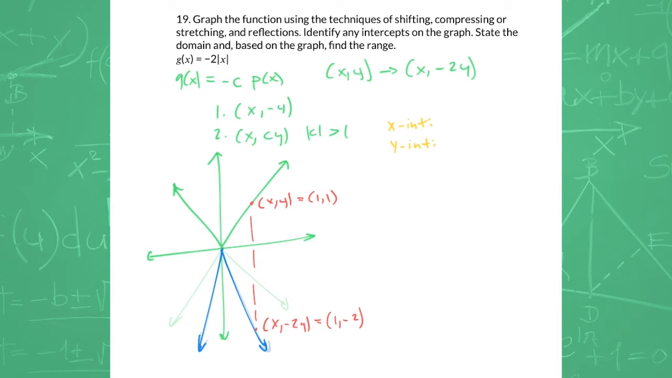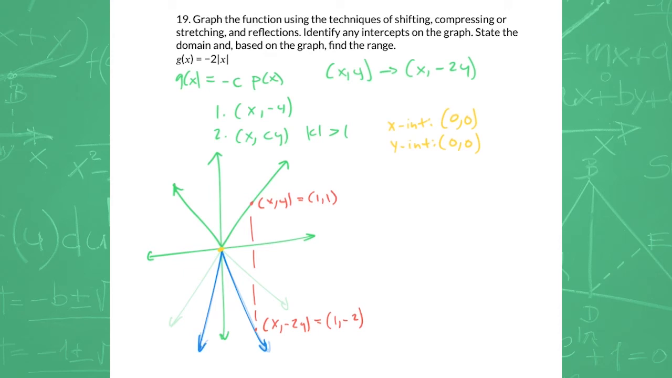So if we inspect our graph, we see that our graph only touches the axes once, and that's at the origin. And since the origin is the intersection of the x and y axis, that's an x-intercept and a y-intercept. So we have our x-intercept at the origin and our y-intercept at the origin.